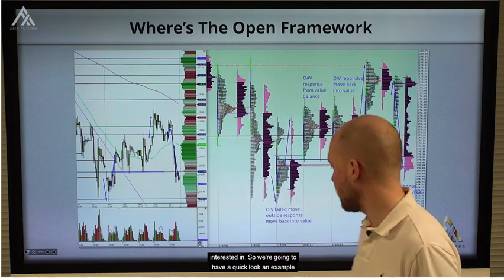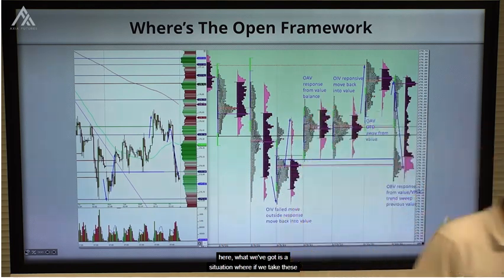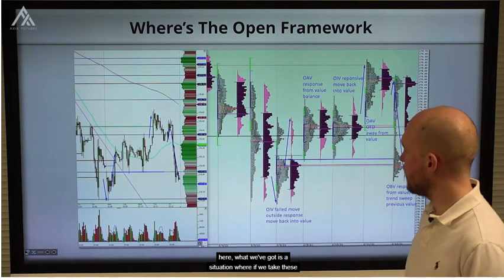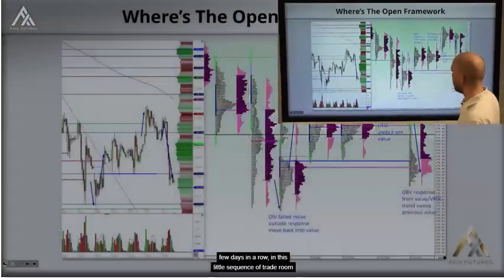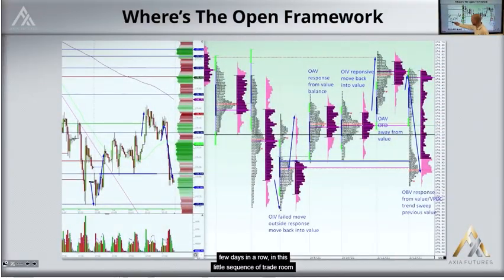So we're going to have a quick look at an example here. What we've got is a situation where if we take these few days in a row in this little sequence of trade, moving from here all the way through to the move back down here, what we're seeing then is a situation where you open inside range on the back of a reasonably directional day, albeit with the close inside the value. So if we ignore the previous closes, we look at where we are opening.